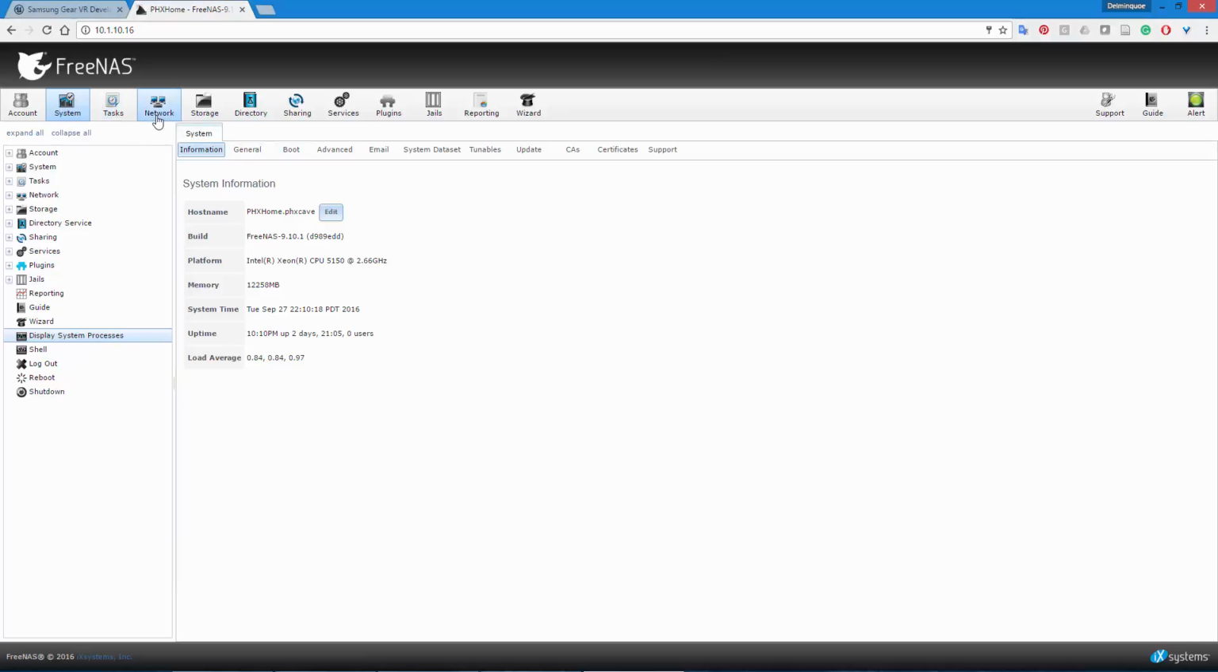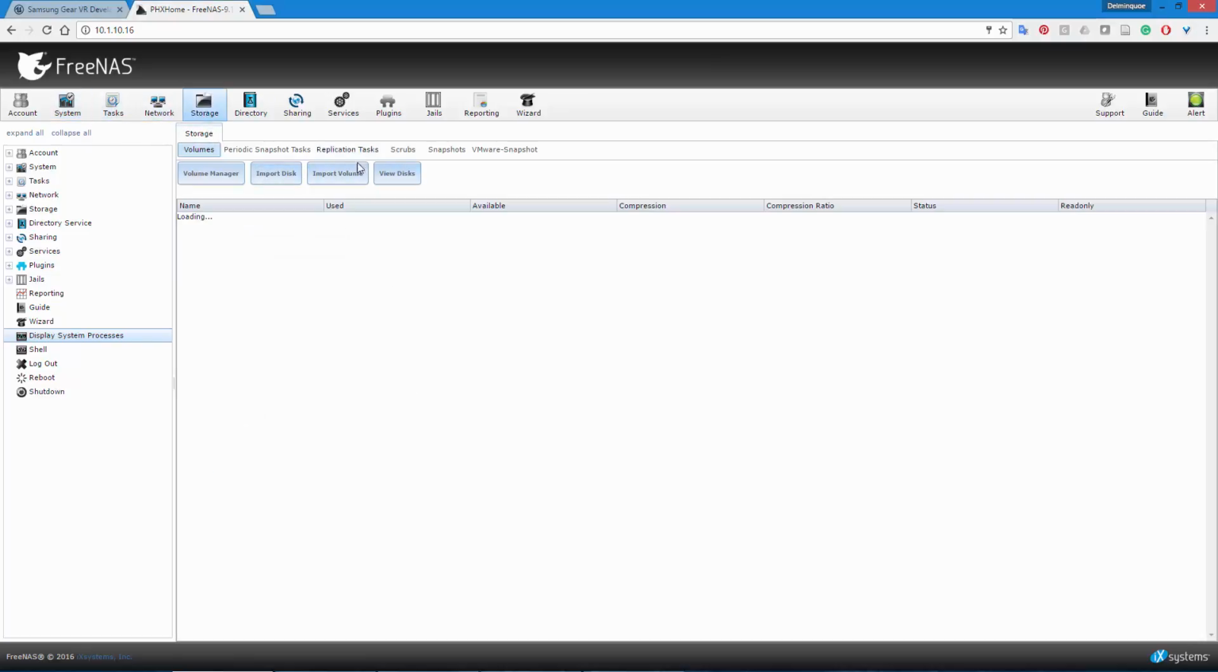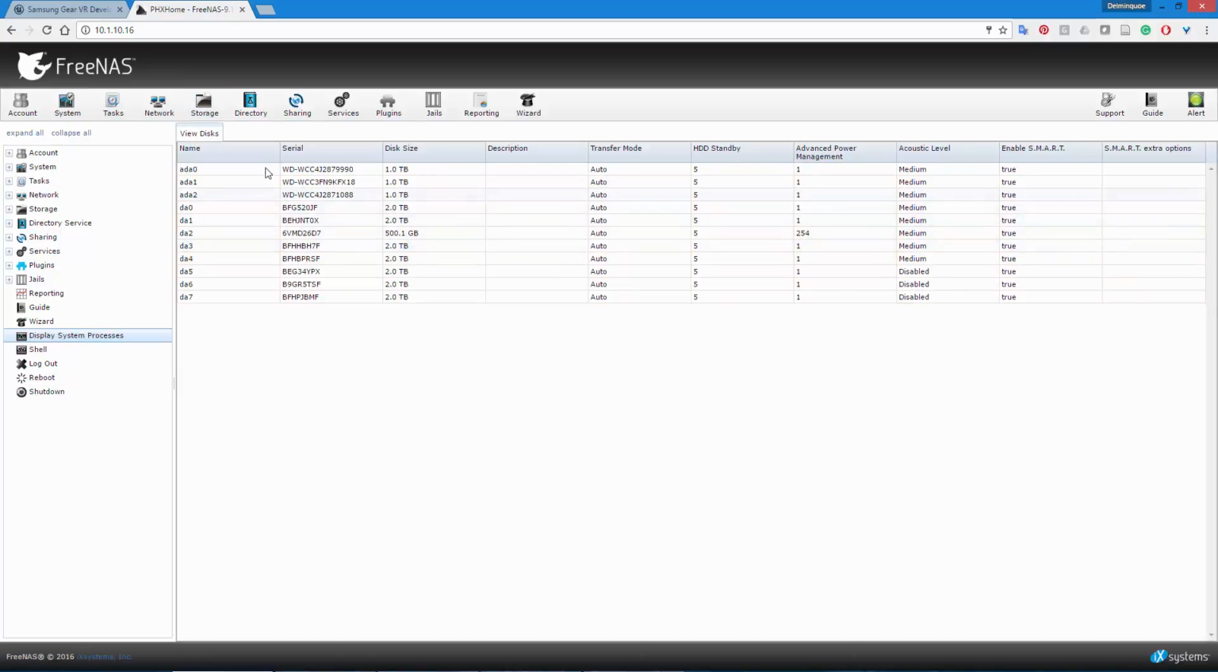Currently, right now, I have... And we can look at my storage and go to view my disk. So you can see right now I've got 3 1 terabyte drives, 7 2 terabyte drives, and one 500 gigabyte drive.